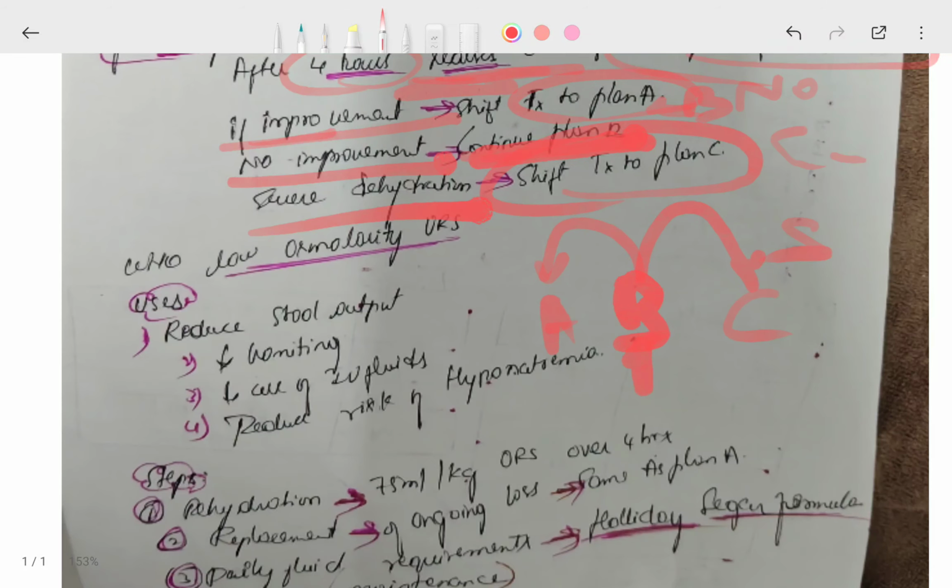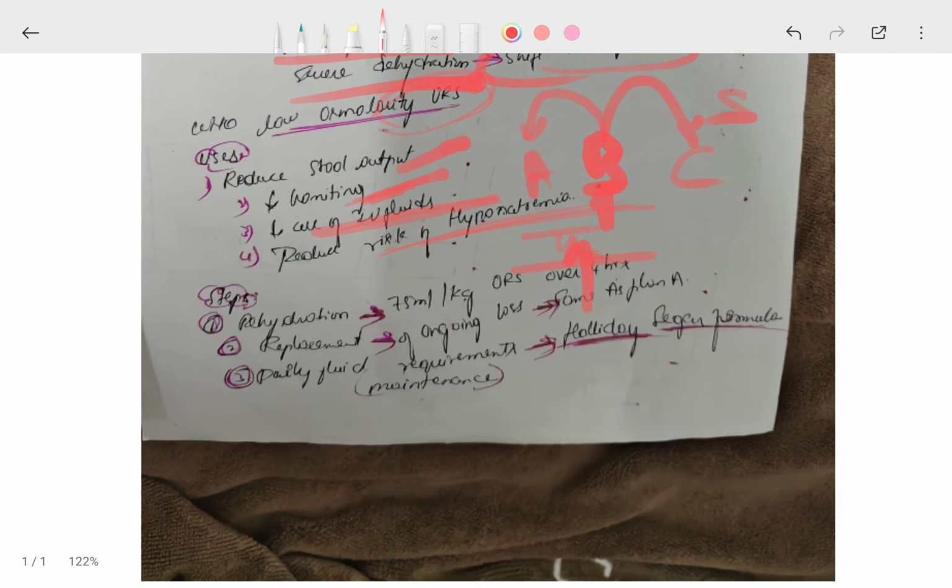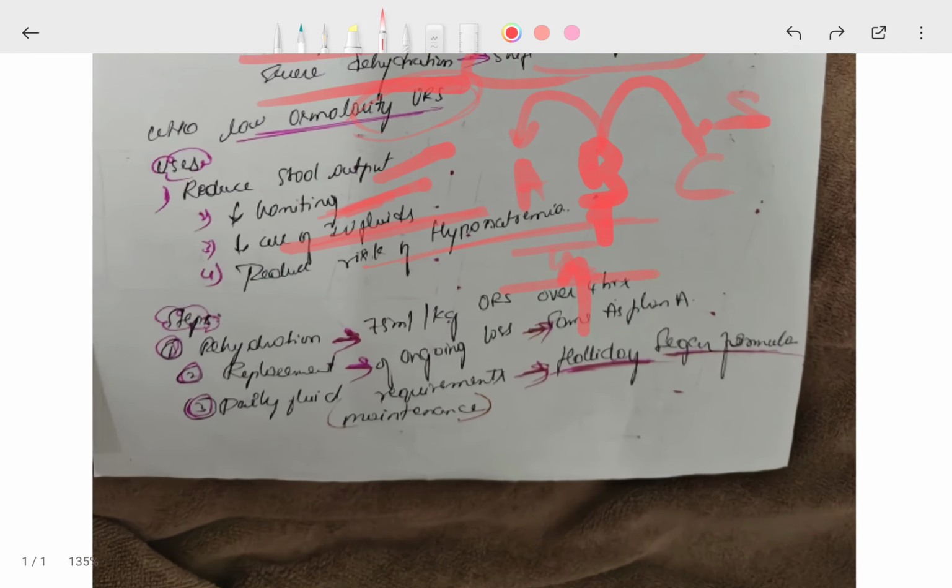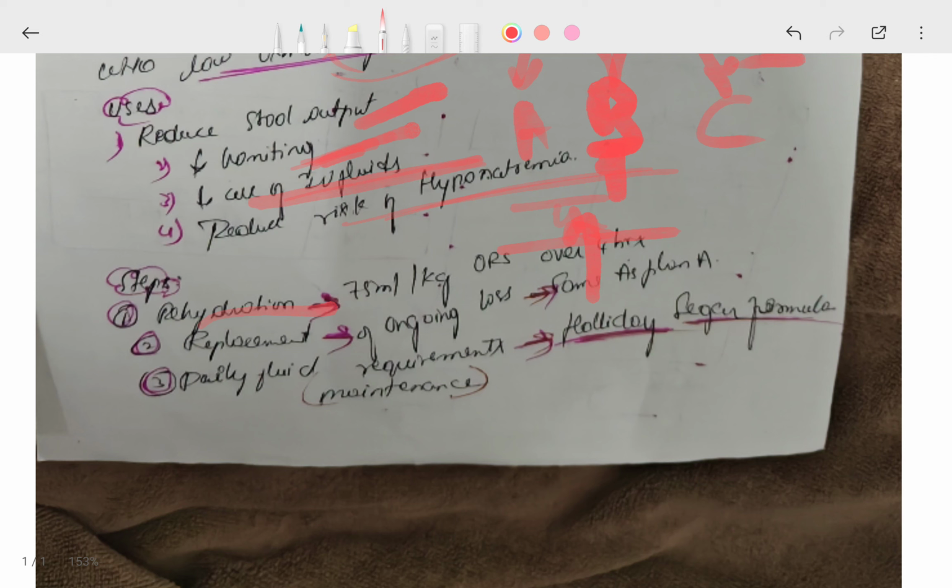How low osmolarity ORS works: it will reduce the stool output, and in case of vomiting, it will decrease vomiting. It will reduce the use of IV fluids, as it increases the blood volume by drawing blood from the lumen, and it reduces the risk of hyponatremia. The steps in plan B are: first rehydrate and then replace, and the daily fluid requirement you have to calculate and then provide.